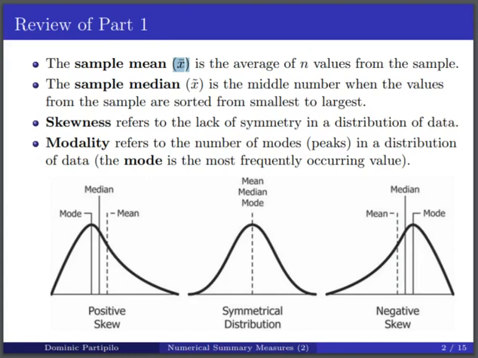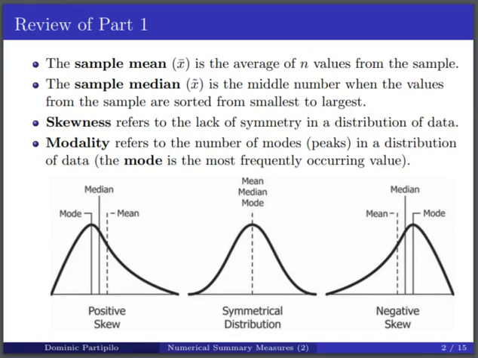The sample median, remember we denoted this by x tilde, is the middle number when the values from the sample are sorted from smallest to largest. So remember the first step when we were finding the median was to sort the values from smallest to largest, and then we looked for the middle number. If there was one middle number, we used that as our median, and if there were two middle numbers, then we took the average of them, and that is what we used as our median.